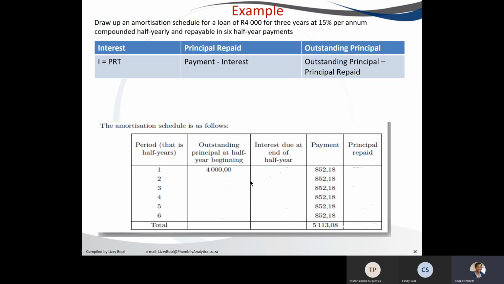To calculate the interest for the first payment, we use the simple interest formula, where our present value is 4,000 multiplied by our rate, which was 0.075, times our period. It's always going to be 1 for that period. And that gives us 300.